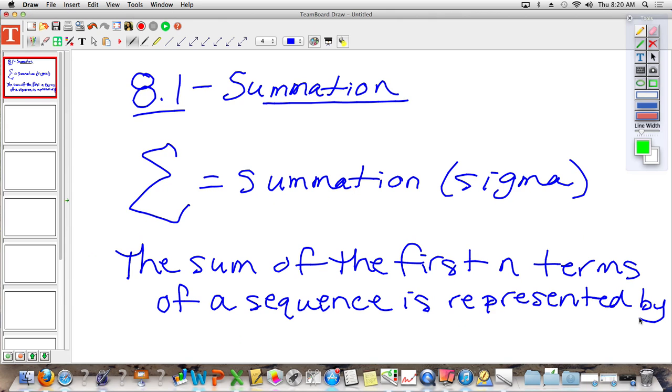Alright. The sum of the first n terms of a sequence is represented by this. I didn't leave myself enough room. Underneath this symbol, please put an i equals 1. That goes right underneath the sigma symbol. I equals 1, and go all the way up to the top of it and write an n. I equals 1 all the way to n on the top.